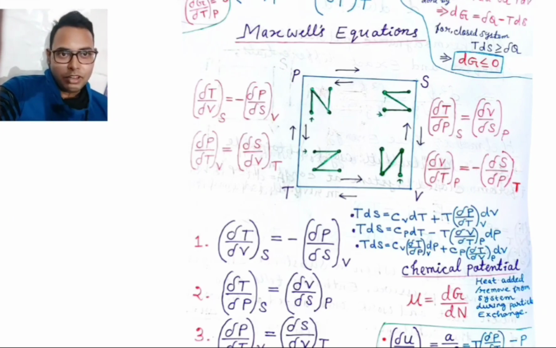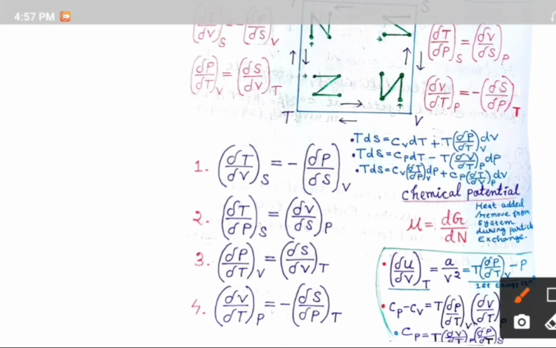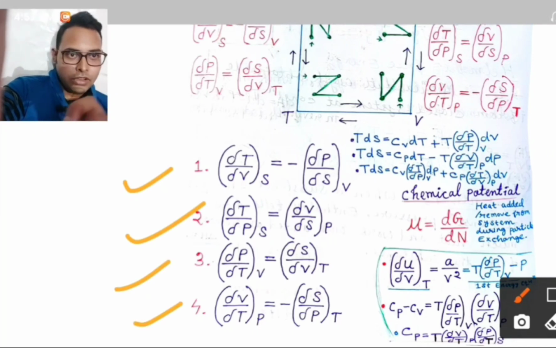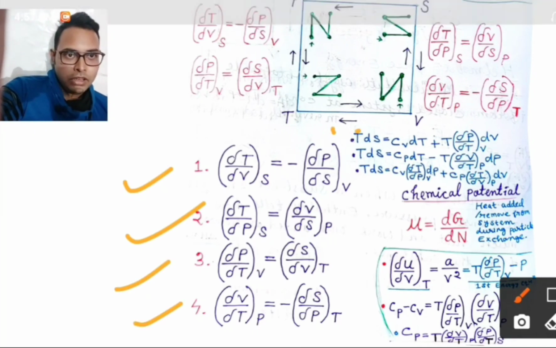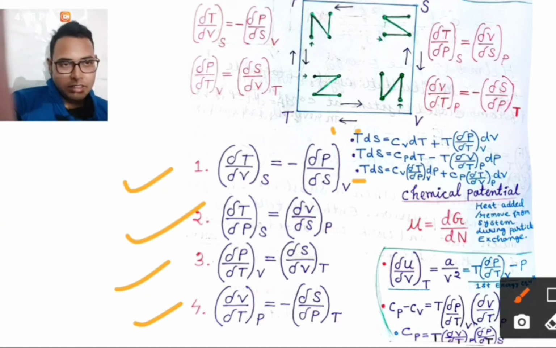This is very important and interesting for writing Maxwell's equations. And this is the first Maxwell equation. Okay, this is the second Maxwell equation, then the third and fourth. These are the relations of the TdS equations. There are three types of TdS equations. You can remember them, as they are asked very frequently in IIT JAM and other exams.